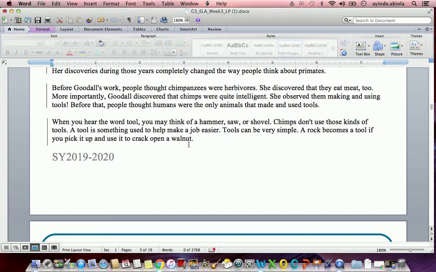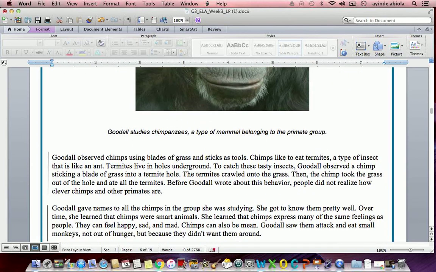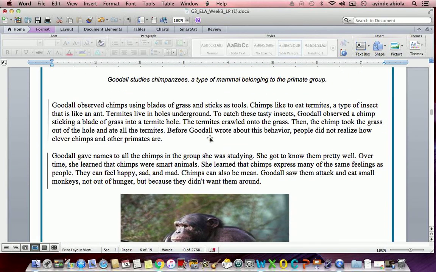So in this paragraph, we learned that chimps use tools, but not the type of tools that we may think of. So to kind of capture this idea, you could underline the first two sentences. When you hear the word tool, you may think of a hammer, saw, or shovel. Chimps don't use those kinds of tools. Again, it's subjective, so instead of those first two, you could just underline the second and third sentence: chimps don't use those kinds of tools. A tool is something used to make a job easier. I'll leave it to your discretion as the intelligent learners that you are. Let's keep moving. We're going to the next page.